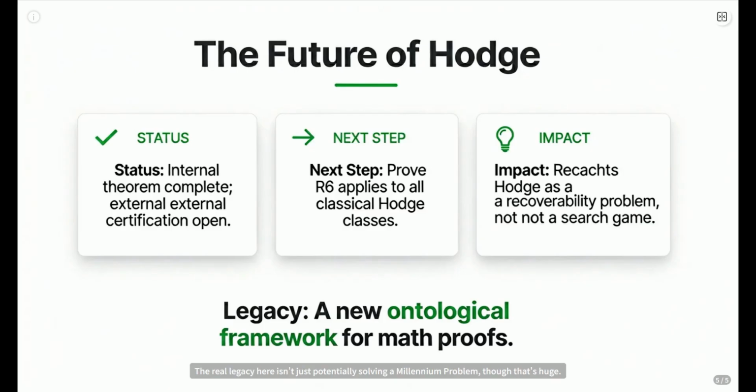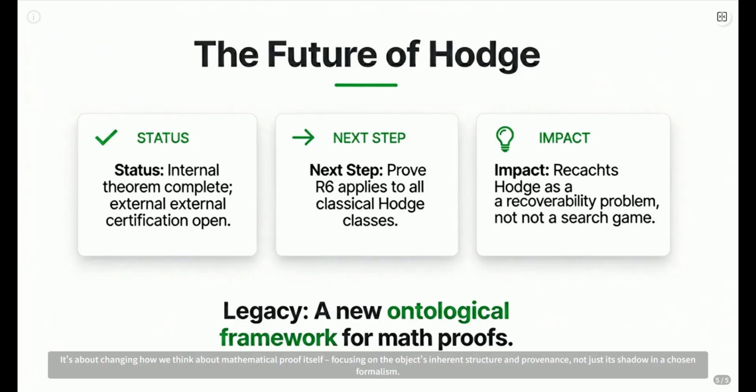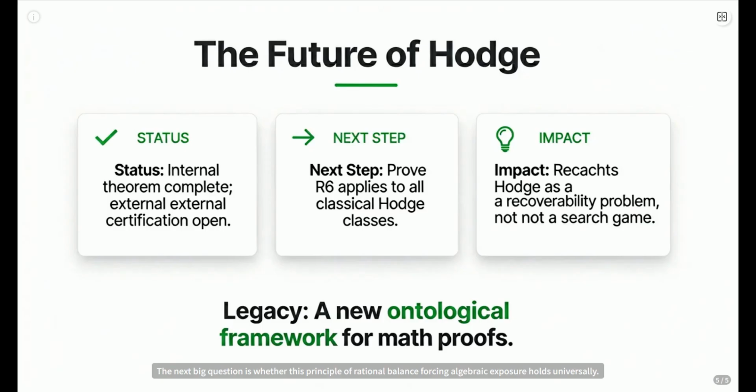The real legacy here isn't just potentially solving a millennium problem, though that's huge. It's about changing how we think about mathematical proof itself, focusing on the object's inherent structure and provenance, not just its shadow in a chosen formalism. The next big question is whether this principle of rational balance forcing algebraic exposure holds universally. Stay tuned, the math world just got a lot more interesting.